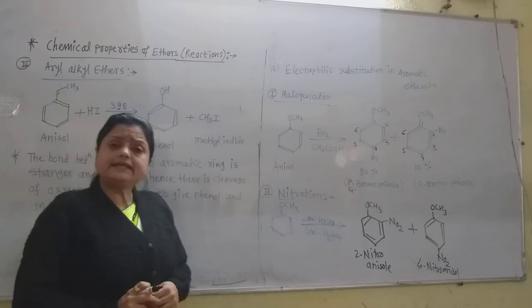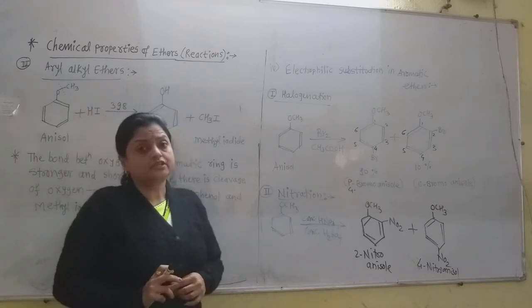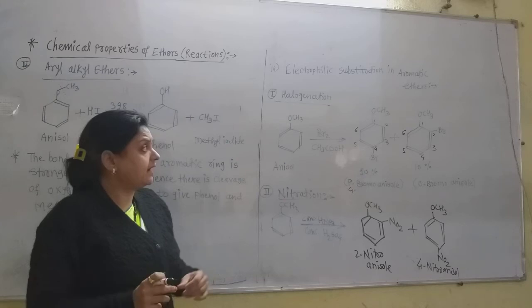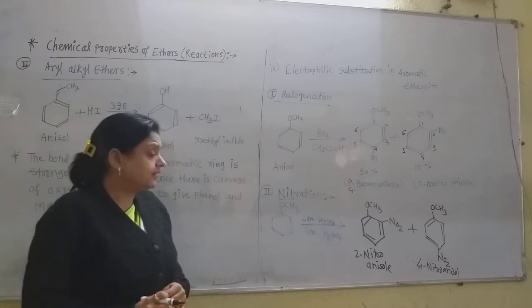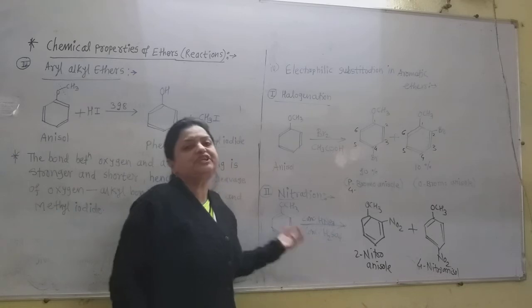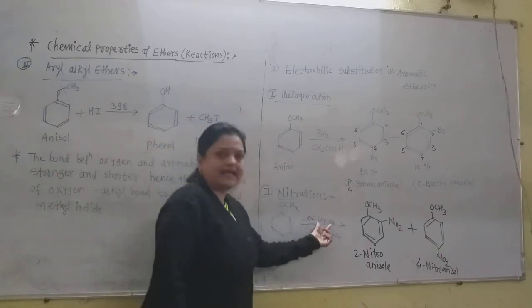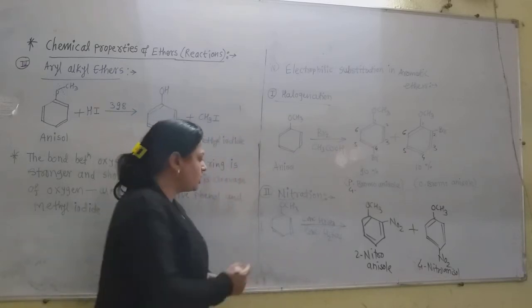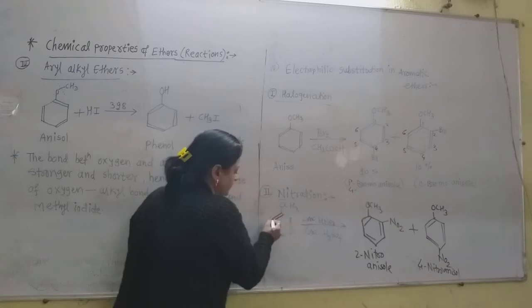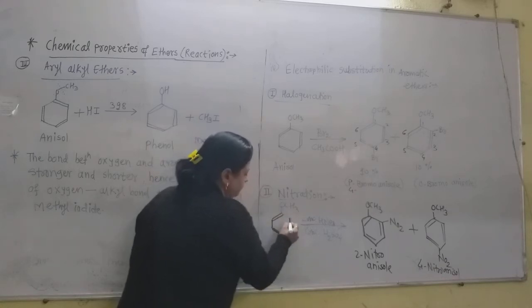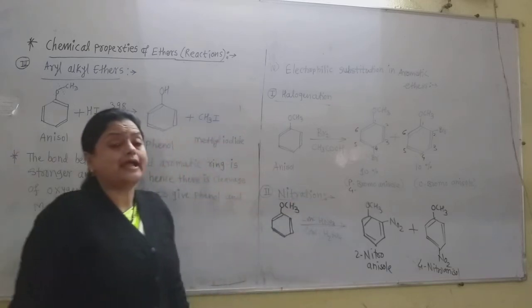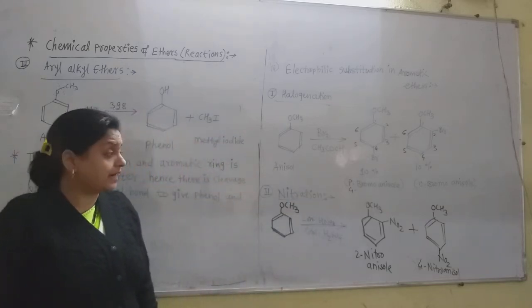Now the second reaction is the nitration, the second electrophilic substitution reaction. The electrophile always goes to the para and ortho position. Here, nitration is the reaction with the nitrating mixture, that is concentrated nitric acid and concentrated sulfuric acid. When anisole, the alkyl aryl ether, reacts with the nitrating mixture, there is nitration and the nitro group is introduced at the ortho and para position. So two different products are obtained.